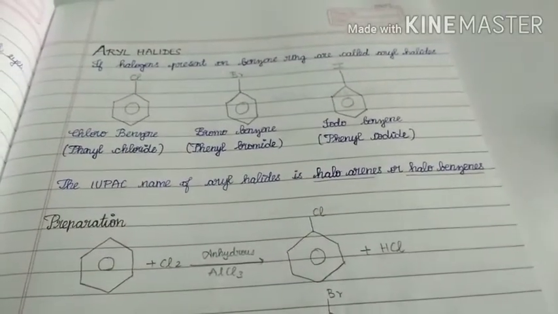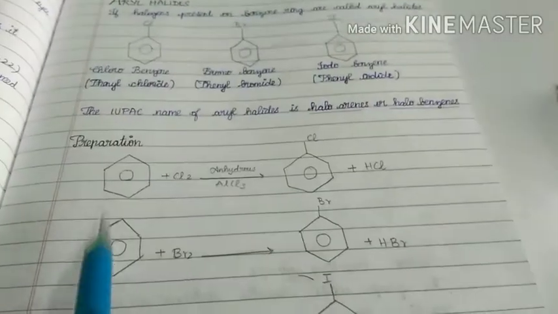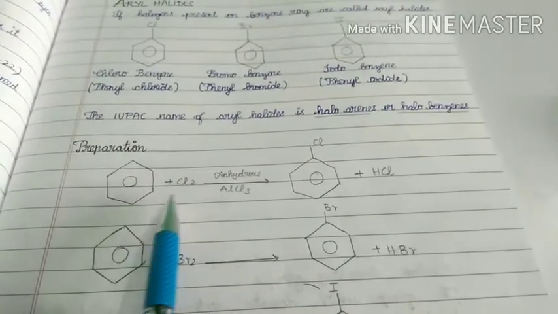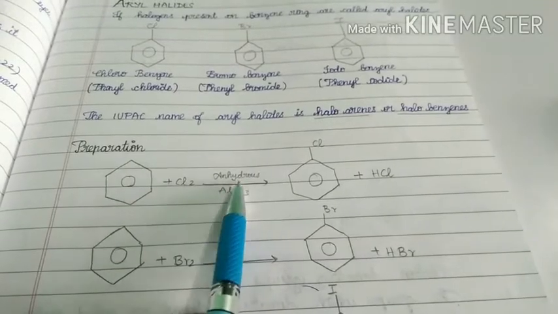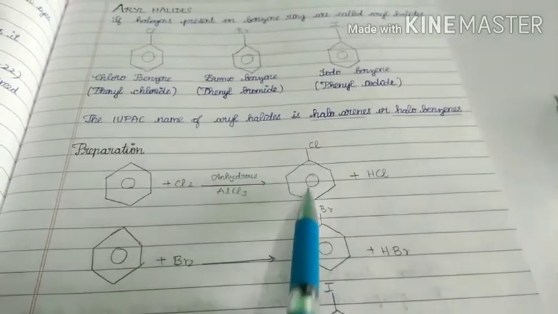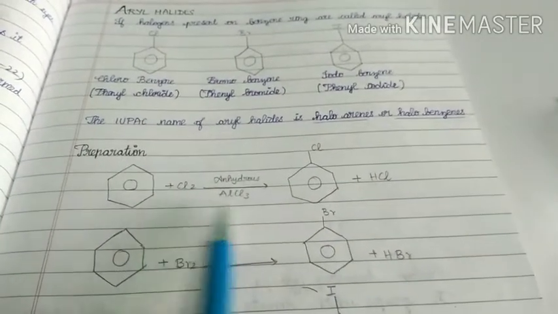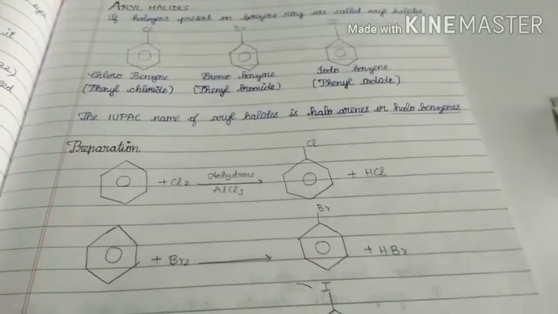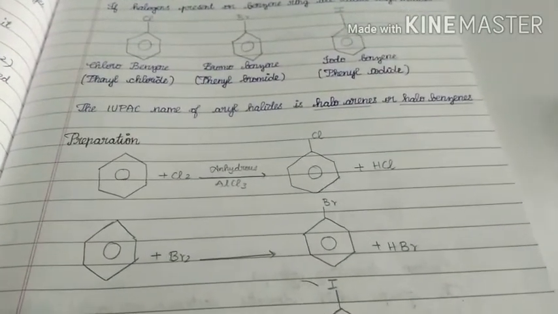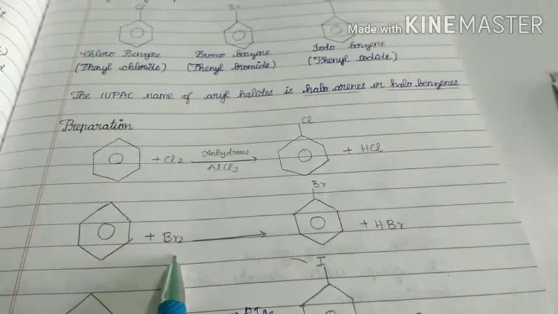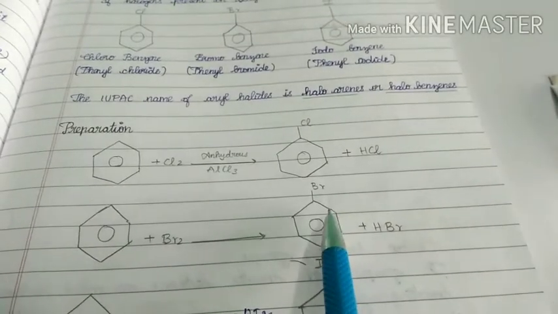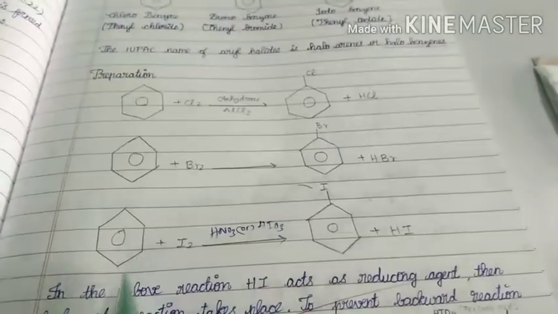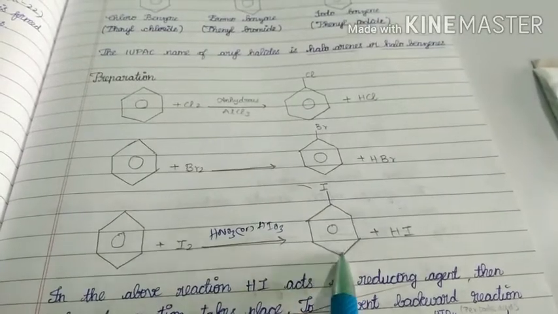Now we have to discuss its preparation and properties, the preparation methods. When benzene reacts with chlorine in the presence of anhydrous AlCl3, then we get chlorobenzene. We already covered this reaction in class 11 chemistry in the benzene topic. Similarly, when benzene reacts with bromine, we get bromobenzene. Similarly, when benzene reacts with iodine, we get iodobenzene.